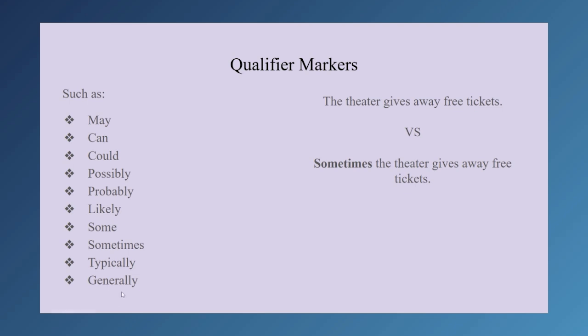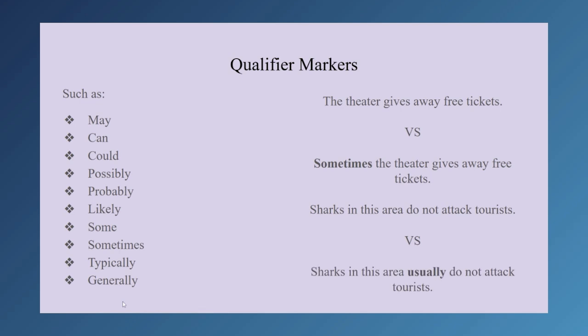Or sharks in this area do not attack tourists versus sharks in this area usually do not attack tourists. I think we can all agree that these two sentences convey a different level of risk to tourists. So be on the lookout for qualifier words.